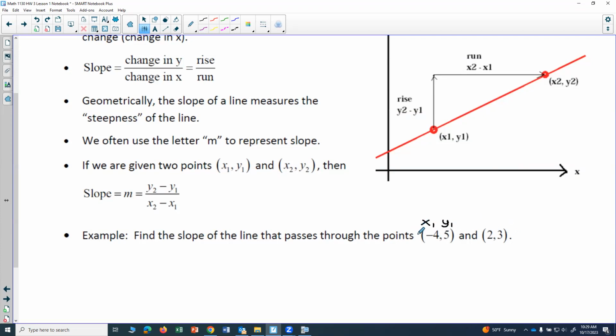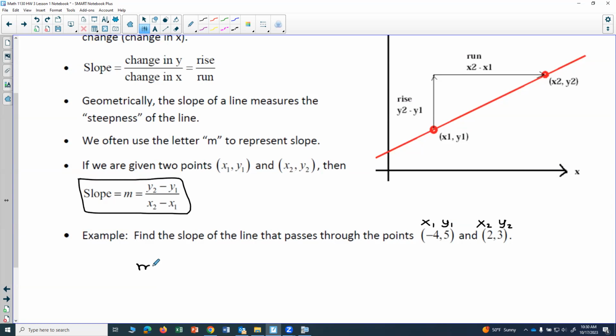I usually just do the first one listed as my x1, y1, and then the second one is going to be my x2, y2. Remember, an ordered pair always lists the x first. And so that's why it's x1, y1 and x2, y2. So now I'm going to use this formula here. Slope is y2 minus y1 over x2 minus x1.